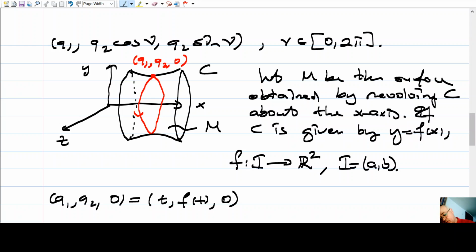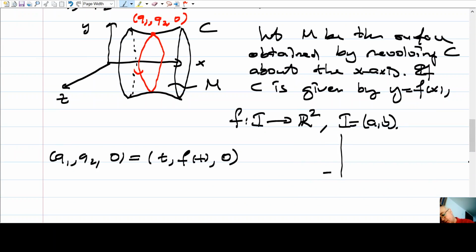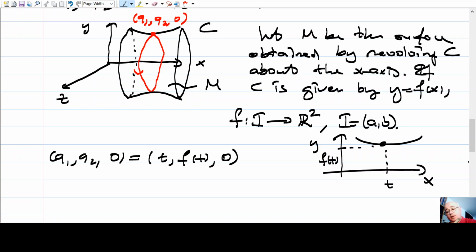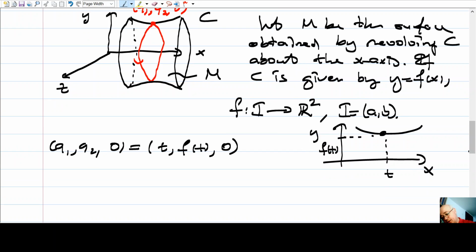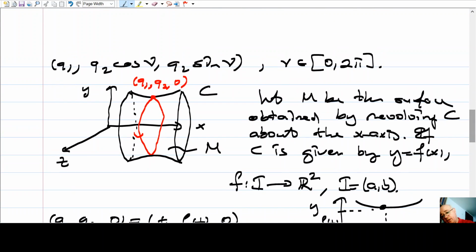Okay, so here you see that in the xy plane my curve is like this. So if this is t, then this coordinate is f of t. So rotating this, we will obtain a surface in R3. And how is it given? Well, rotation about the x-axis means, sorry, it's a rotation in the yz plane.